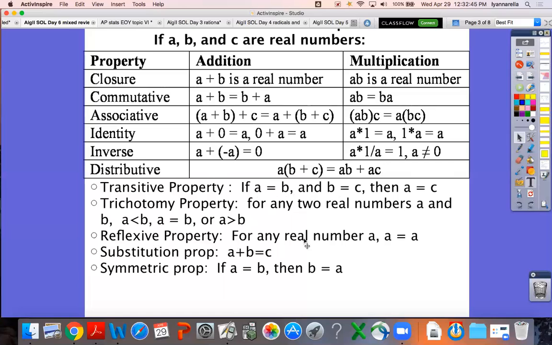And the reflexive property is like looking in a mirror. Whatever's on one side is also on the other side. You see a reflection of yourself. The substitution property is if you know what A plus B equals, then you can substitute C in for that. And the symmetric property is just like flipping the equation on its axis. So you would take the B and put it in the A spot, and the A and put it in the B spot.